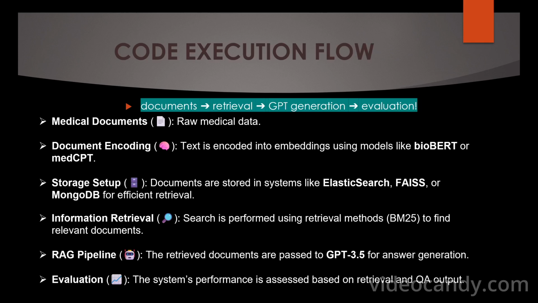After finding the right documents, these are fed into a RAG pipeline. This is where the system sends the documents to GPT 3.5, which reads them, understands, and then generates a high quality answer. Finally, we reach the evaluation stage. Here, the system's performance is being measured. The live demo will be shown by my friend.